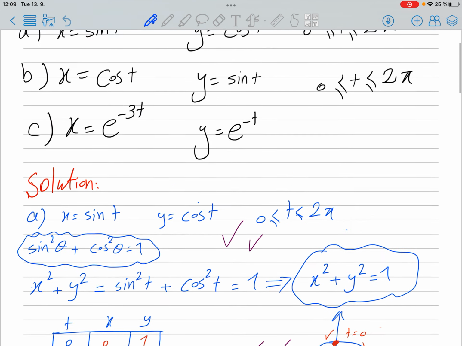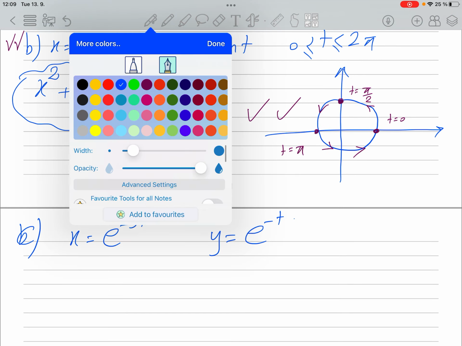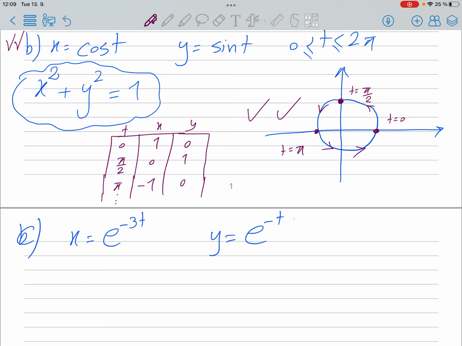So for C, we have x is equal to e to the minus 3t, and y is equal to e to the minus t. As you see, there is no restriction given to us for t, but you can easily see that for any values of t, x is strictly bigger than 0 and y is also strictly bigger than 0. Therefore, there is no t such that x and y is equal to 0 and 0.